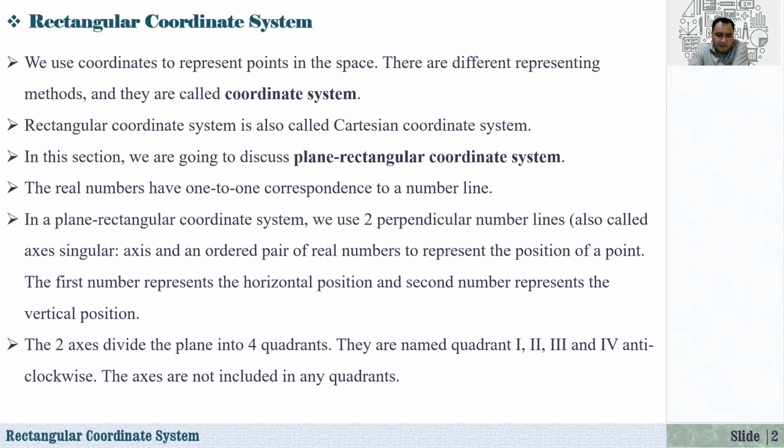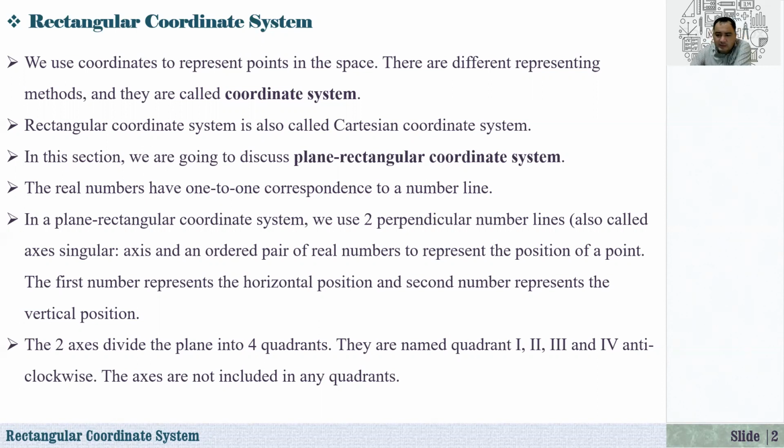That means if we represent any point in the coordinate system by an ordered pair of two numbers, the first number represents the position of the point on the x-axis, and the second is the position of the point on the y-axis. The two axes divide the plane into four quadrants. They are named quadrant 1, quadrant 2, quadrant 3, and quadrant 4, anti-clockwise. The axes are not included in any quadrants.